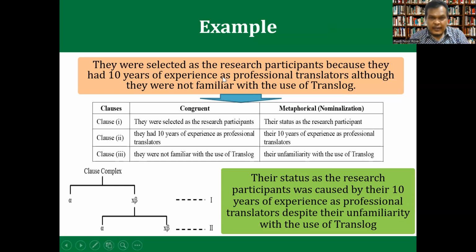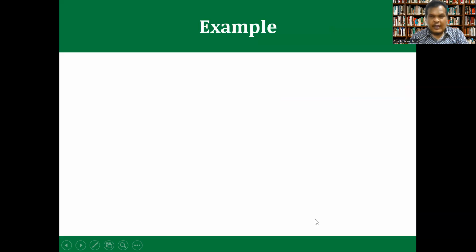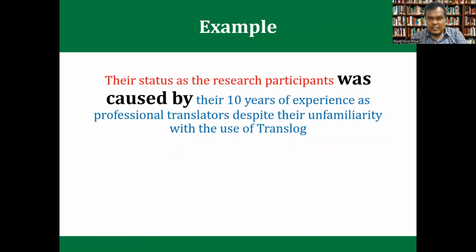So you can see that we had many clauses, but we have exactly only one clause here. Their status as the research participants was caused by their 10 years of experience as professional translators, despite their unfamiliarity with the use of translog. We can say that this clause is simple. This clause only has one process, that is, was caused. We don't have any conjunctions here. We don't have any connectives here.